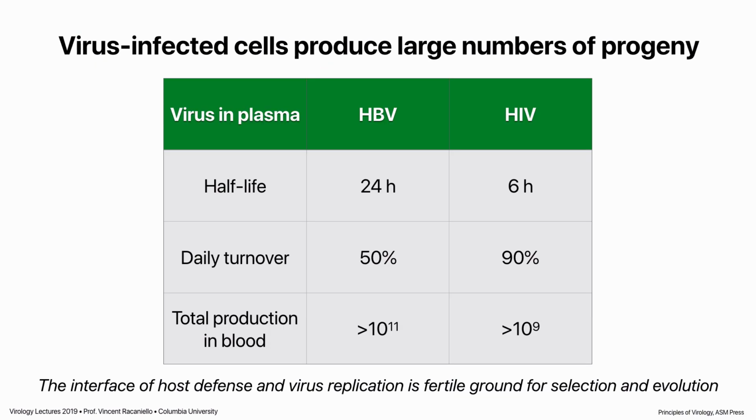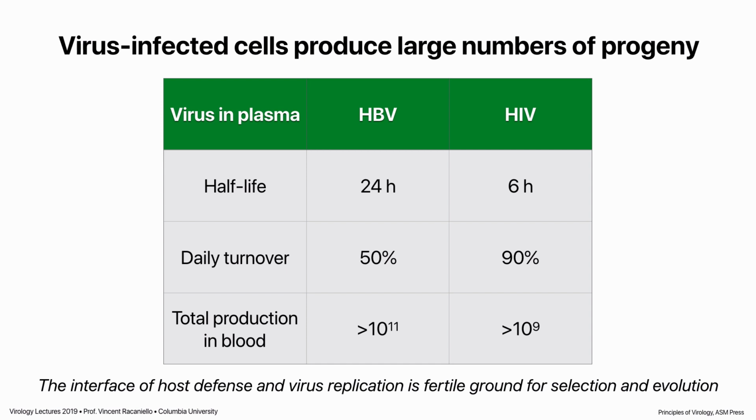We already know, I think, in this course that virus-infected cells make large numbers of progeny. We've encountered that many times, but here's a reminder. Two viruses we are looking at, which cause blood-borne infections, are hepatitis B virus and HIV. The half-life is relatively quick. That means the time when half of the virions, or virus particles, lose infectivity: 24 versus 6 hours. Daily turnover: half of all the hepatitis B viruses in your blood turn over in one day, 90% of HIV. And the total production in the blood daily is over 10 to the 11th for hepatitis B, over 10 to the 9th for HIV. These are huge numbers, and that allows for rapid evolution no matter what the environment.